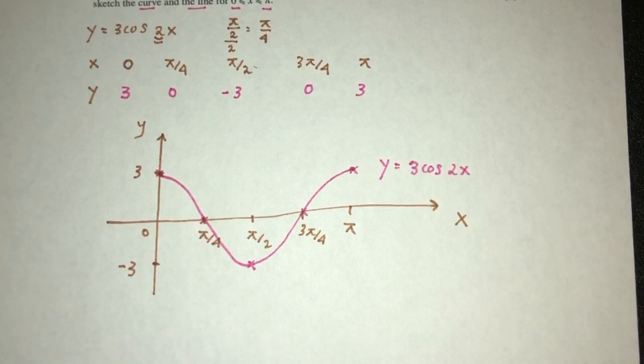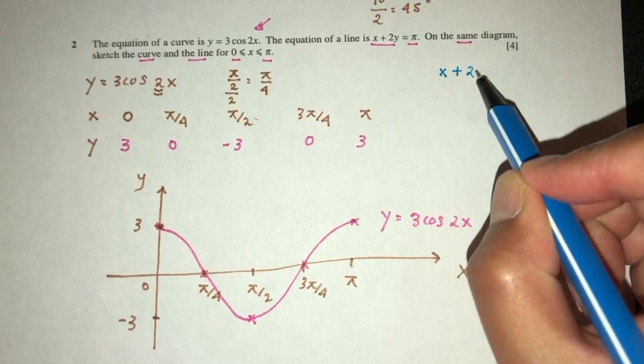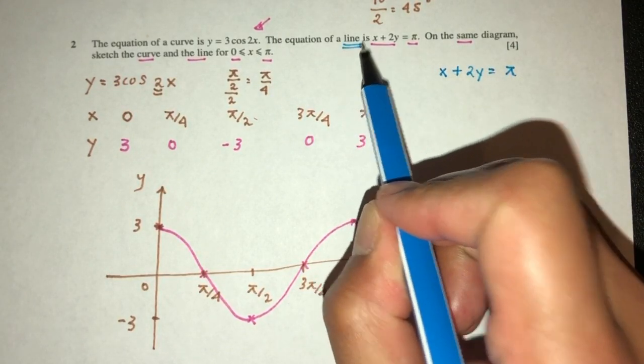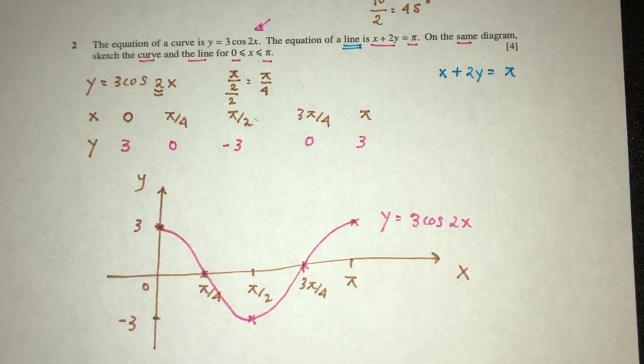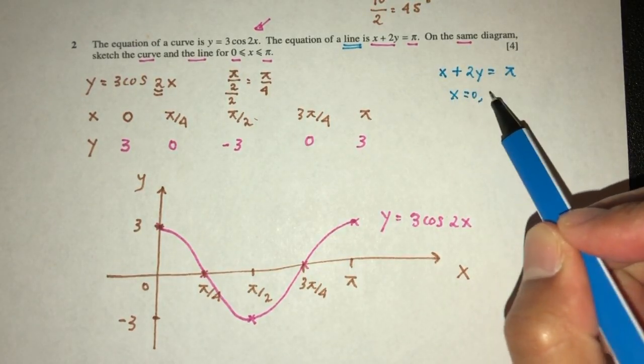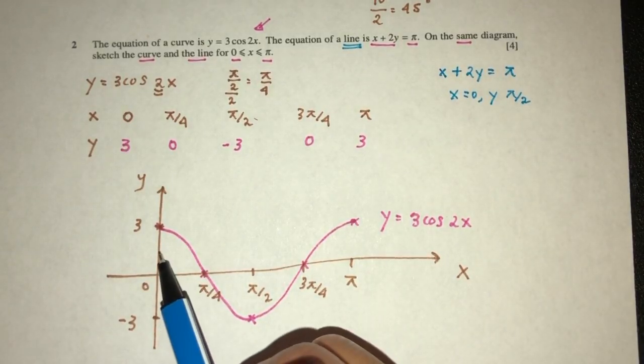Now for the other one, we have a straight line, which is x plus 2y equal to pi. Now you can see this one is a straight line. Because it is a straight line, we just need to find 2 points on the line and then join them by a straight line. For example, I can first find when x equal to 0, y will be pi by 2. So here we have a first point, 0, pi by 2, should be here as well.